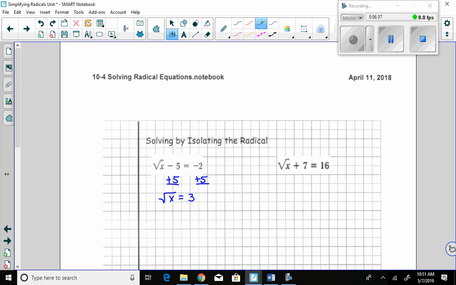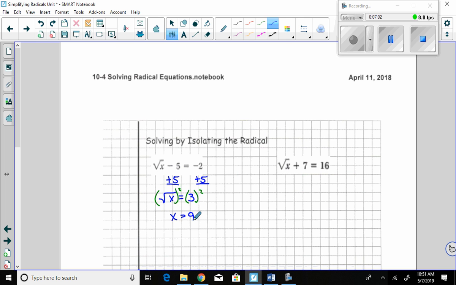Now, a unit a while back, we were like, hey, how do you unsquare something? Well, now, how do you unsquare root something? Well, we're going to square it. And what you do to one side, you have to do the other. So now I'm going to take x, I'm going to square it. Squaring the square root just gives me x, and then 3 squared gives me 9, and I'm done.